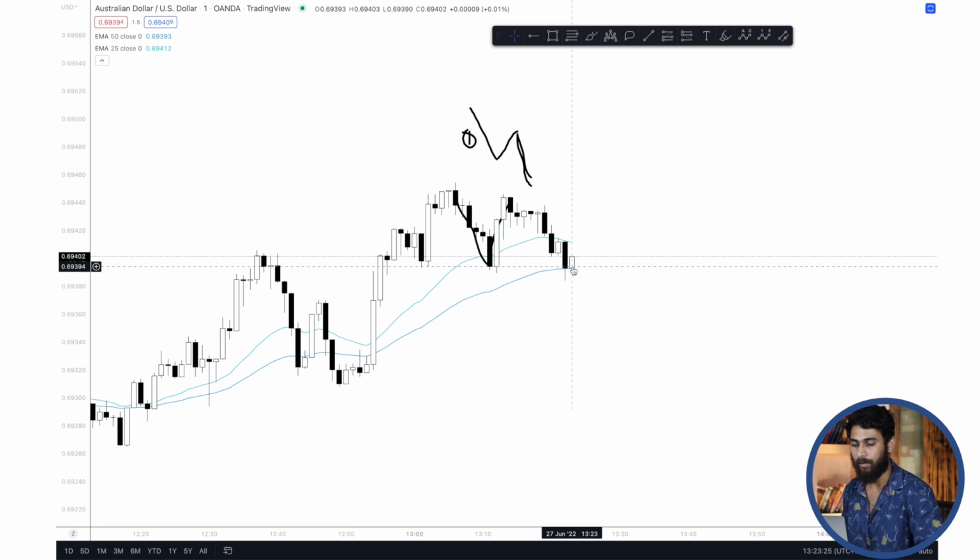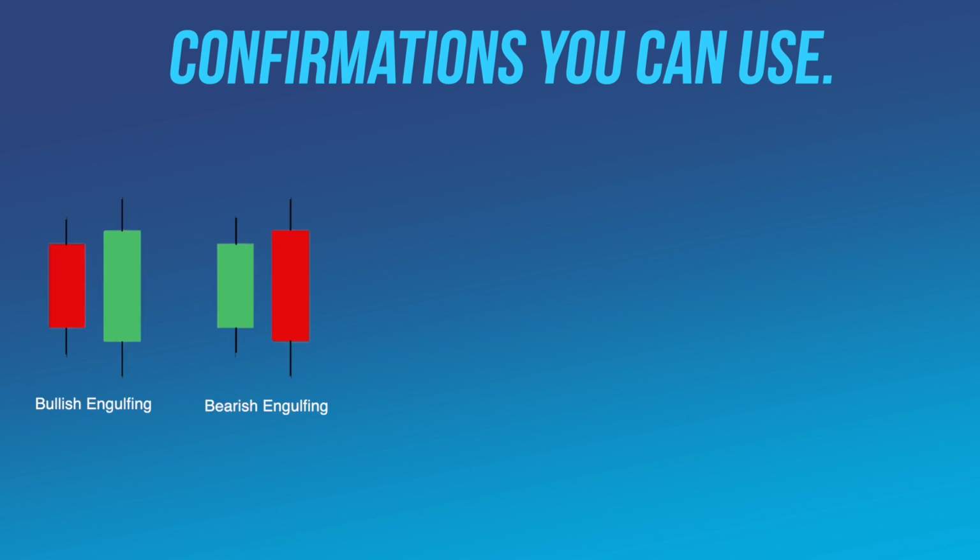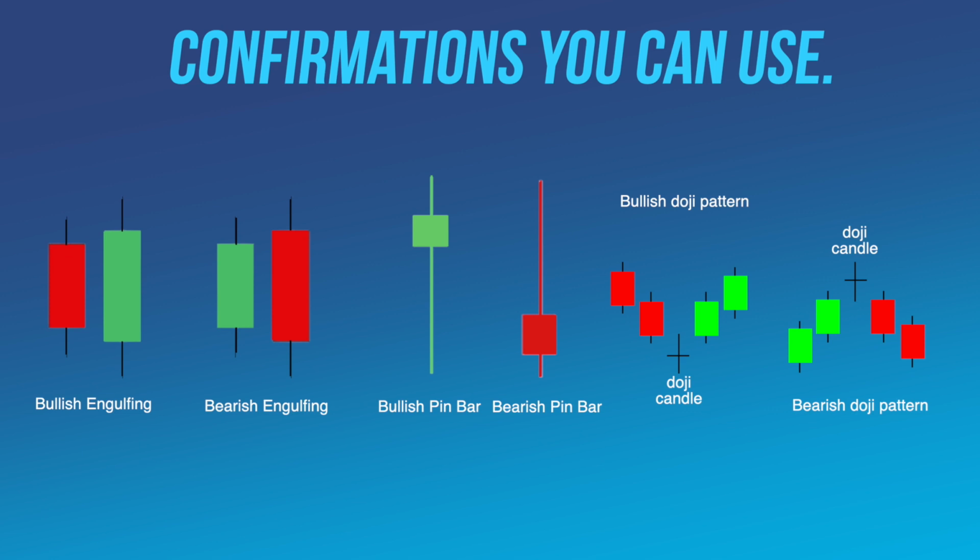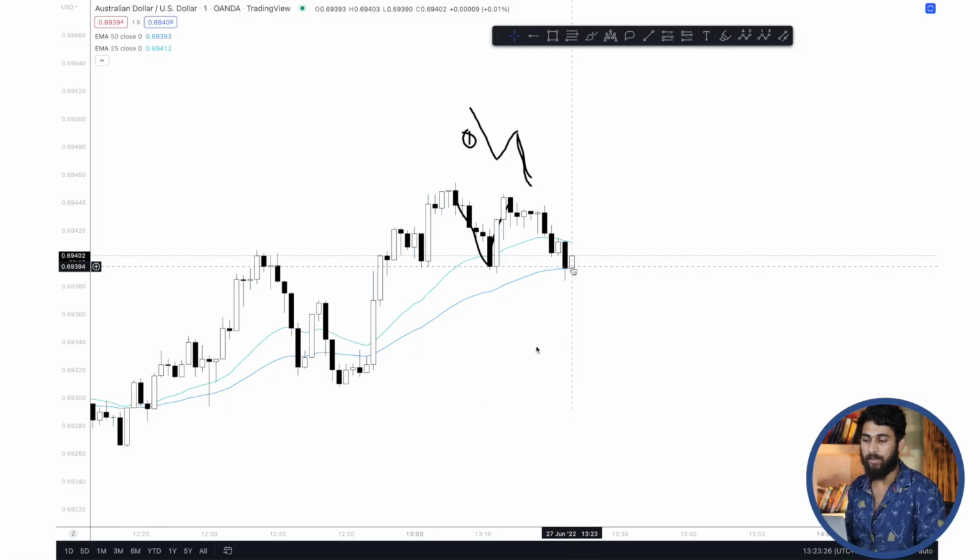gives me a confirmation. Now, before we move forward, let me tell you what confirmations you can use. In candlesticks, you can use the engulfing candle or a pin bar or a bullish or bearish doji. I have seen that these are the candlesticks that work the best with this strategy. And you can also use support and resistance.